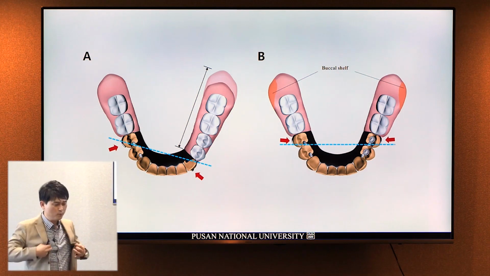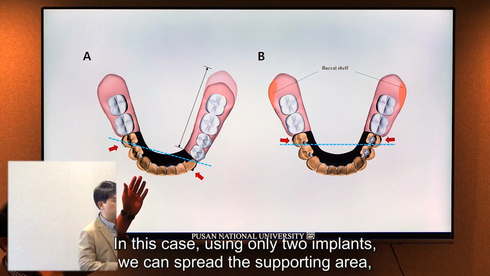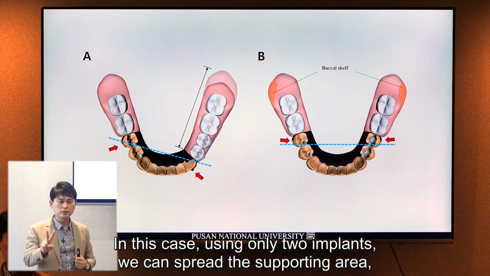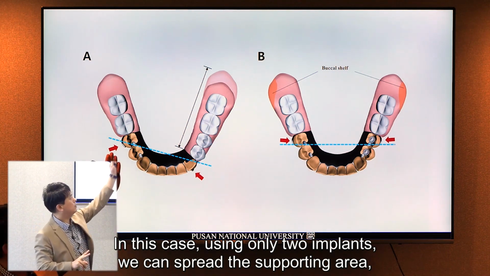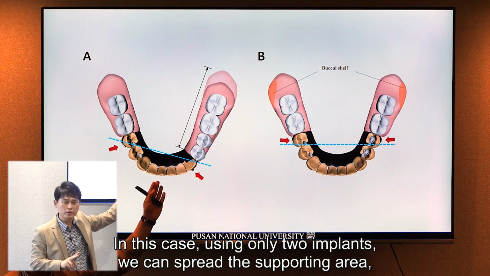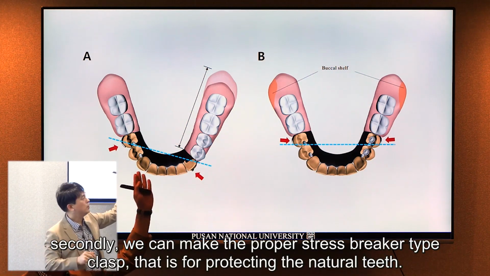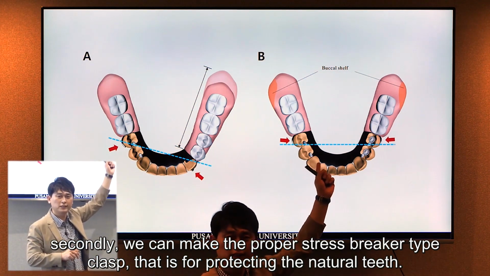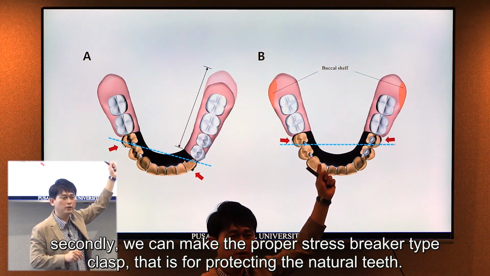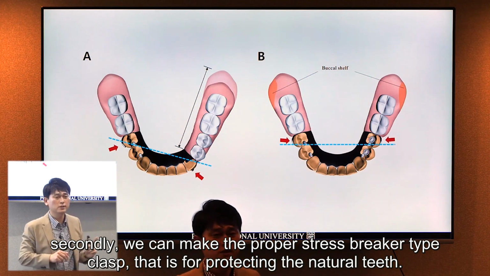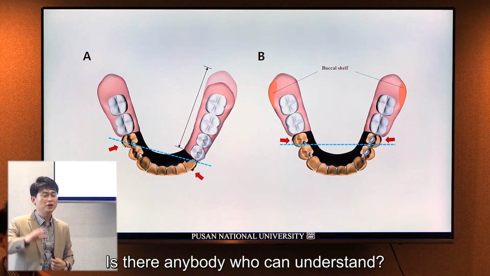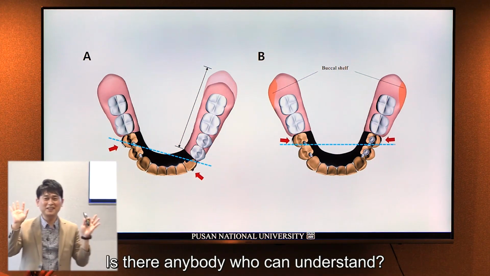So in this case, using only 2 implants, we can make a spread of the supporting area. Secondly, we can make the proper stress breaker type clasp. That is for protecting the natural teeth. Is there anybody who can understand?